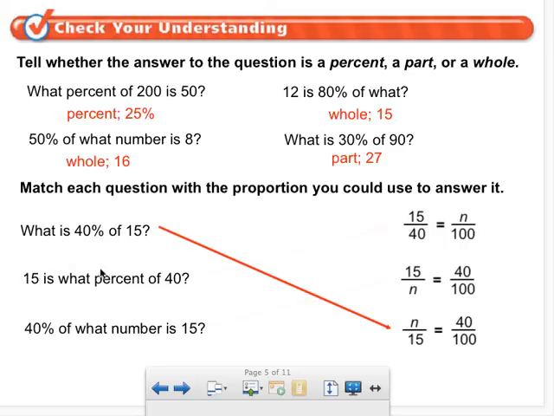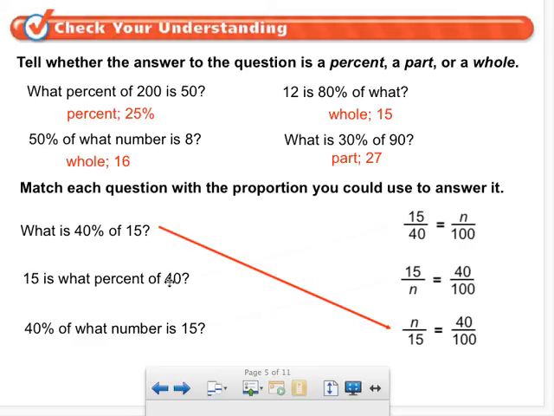And then 15 is what percent of 40? Who's got that one? Which one does that match to? Can I get a volunteer for that one? We've already eliminated one. What can it be? I could see you trying to think through this, what do you think it is? So 15 is what percent of 40, right? So 15 out of 40.